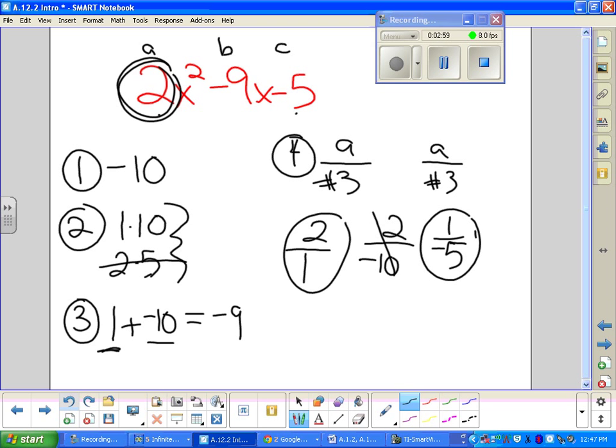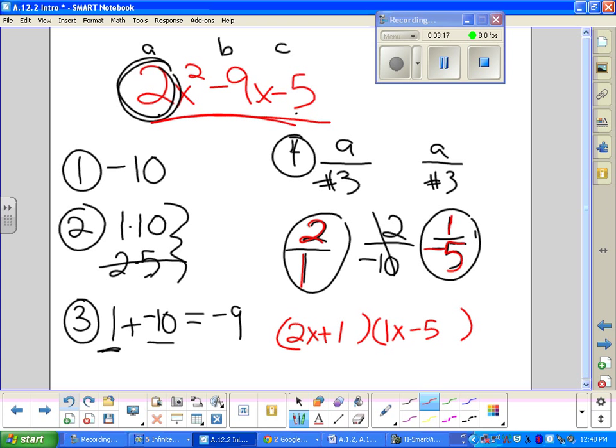Last step is doing the multiplication, or the two sets of binomials. It's going to be 2x plus 1, and the second one is going to be 1x minus 5. So if you have to factor 2x squared minus 9x minus 5, you do all the work, you wind up getting 2x plus 1 times 1x minus 5.